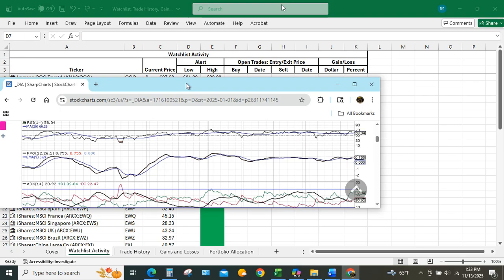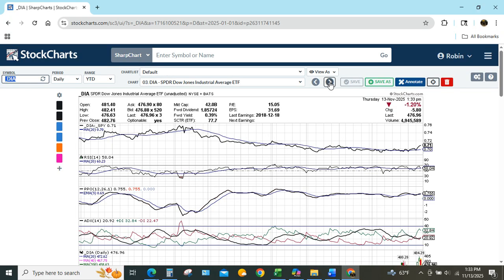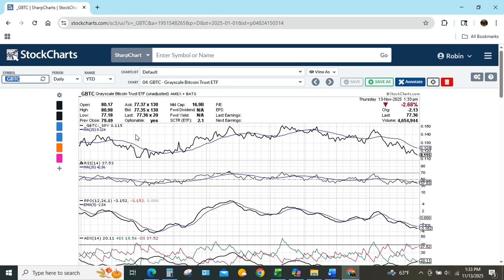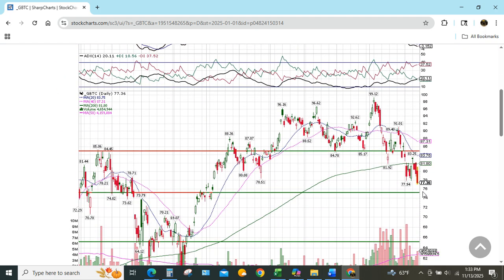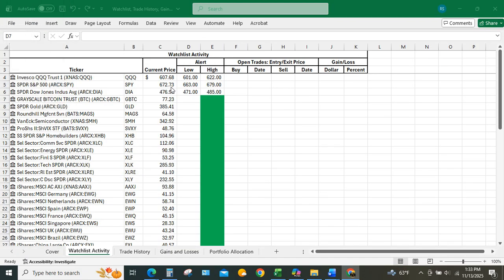Next, we're looking at GBTC, which is Bitcoin Trust. And yeah, it follows Bitcoin. So on this one, I think I'll put a low. You can see I have some support and resistance lines set up based on prior price action. So I'm going to put this alert right around that 75 area, maybe 75.25, and we'll revisit that if it hits 75.25.